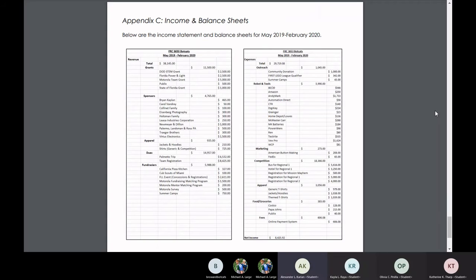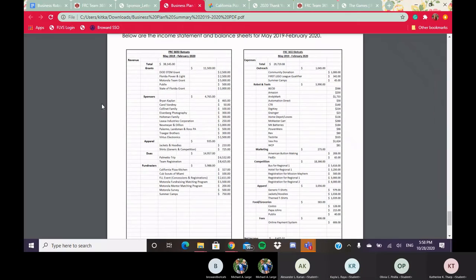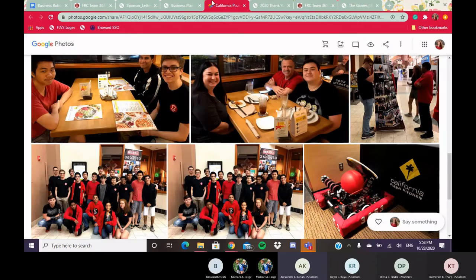Some of the sponsors on the list are Brian Kaplan, different members of our team family, and then other community businesses and firms around our local community. Some of our fundraisers that we've done are different restaurants and businesses around our community as well. Some of our more notable fundraisers: last year we did California Pizza Kitchen, which raised over $300 for our team, and then this year we partnered with a local pizza joint called Coley's Pizza, and we were able to raise over $150 for our team.